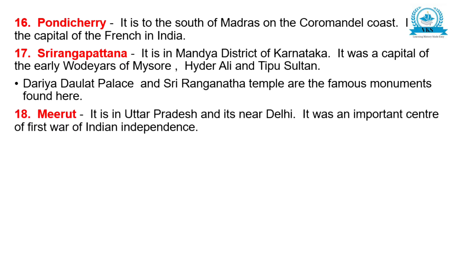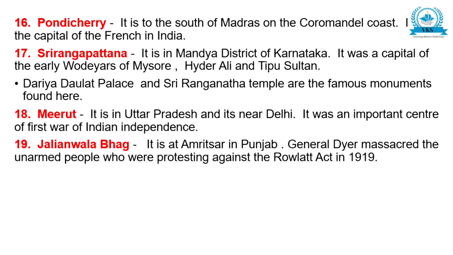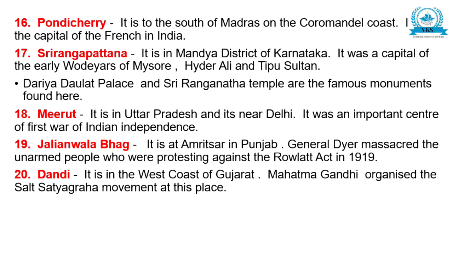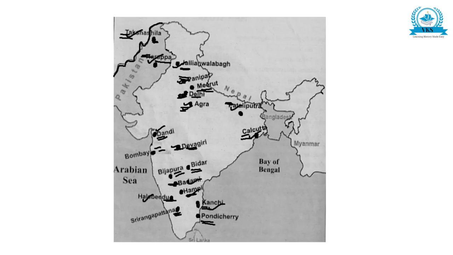Meerut, it is in Uttar Pradesh and it is near Delhi. It was an important center of the First War of Indian Independence. Jallianwala Bagh, it is at Amritsar in Punjab. General Dyer massacred the unarmed people who were protesting against the Rowlatt Act in 1919. Dandi, it is on the west coast of Gujarat, and Mahatma Gandhi organized the Salt Satyagraha movement at this place.